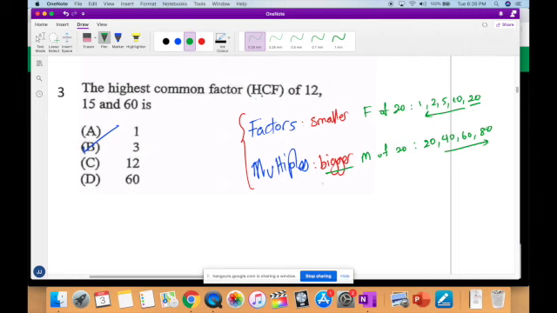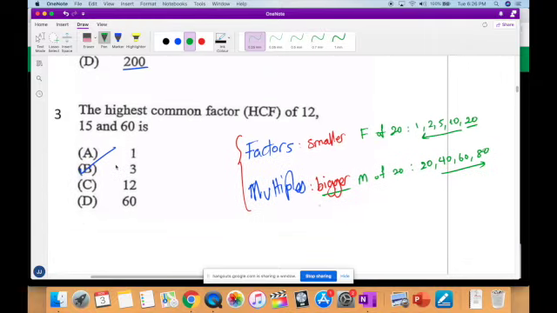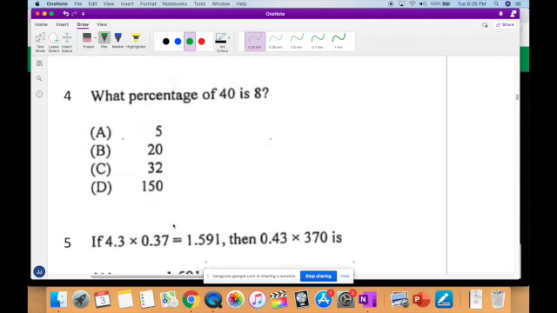So they're looking for the highest common factor. A factor is a smaller number, so it must be smaller than 12, 15, or 60. If the 15 wasn't here, your answer would have actually been 12, because 12 could go into 60 and 12 could go into itself. But because that 15 is there, 12 cannot go into 15, so your answer has to be 3. That is the highest common factor. It can't be 60 because 60 is greater than 12 and 15. So 60 is actually a multiple of 12 and 15 because it's bigger. So it's not a factor.